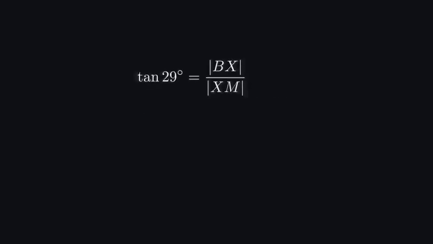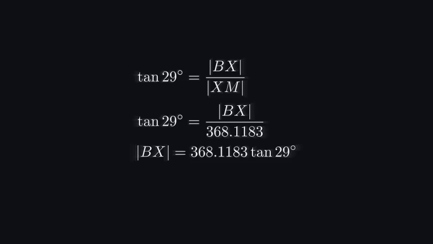Tan of 29 degrees equals length of BX over length of XM. Tan of 29 degrees equals length of BX over 368.1183. Length of BX equals 368.1183 times tan of 29 degrees. Length of BX equals 204.0515 meters.